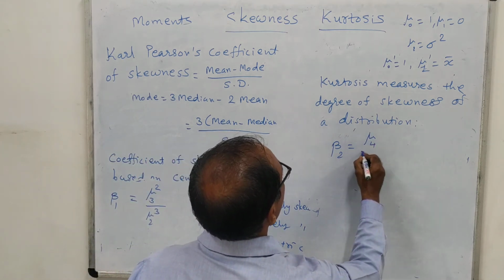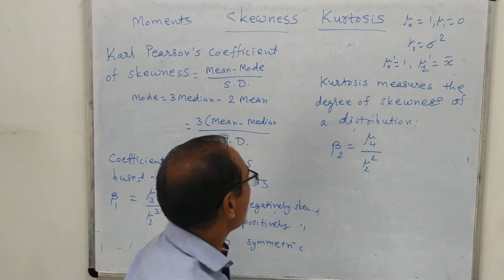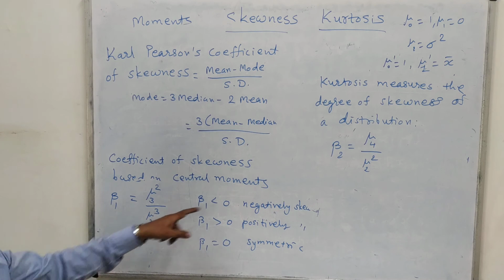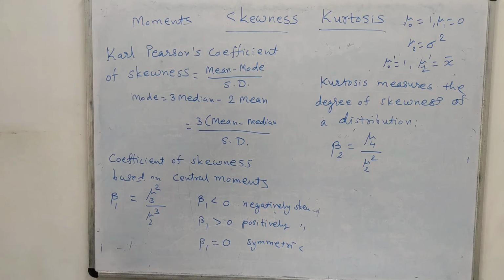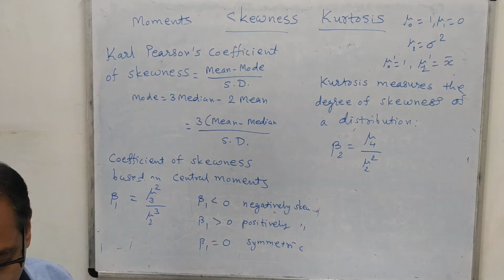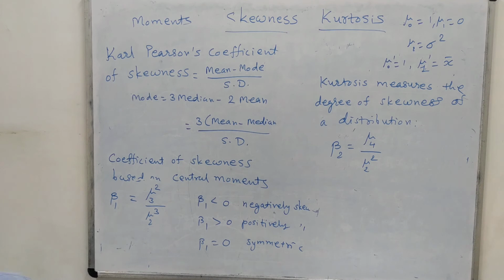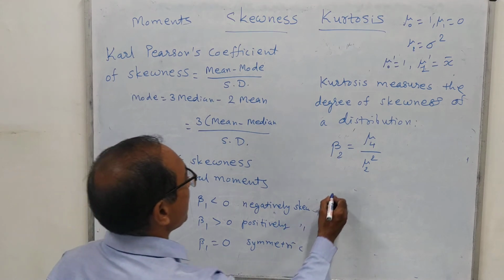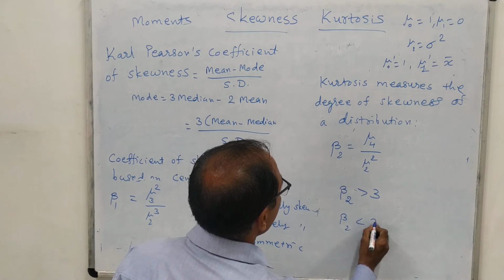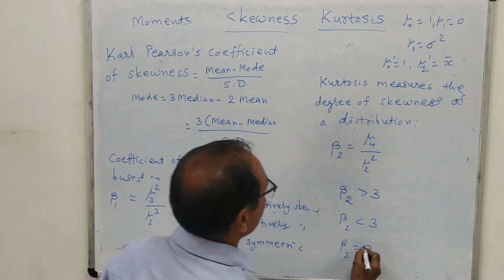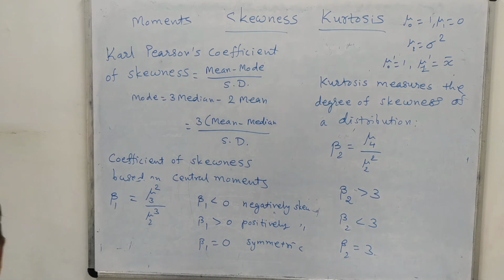mu4 upon mu2 square. In both cases we have divided by mu2: here by mu2 cube and then by mu2 square, mu4 by mu2 square. Again we have three types depending upon the value of beta 2. Beta 2 may be greater than 3, less than 3, or equal to 3. So we will measure this value based upon 3.